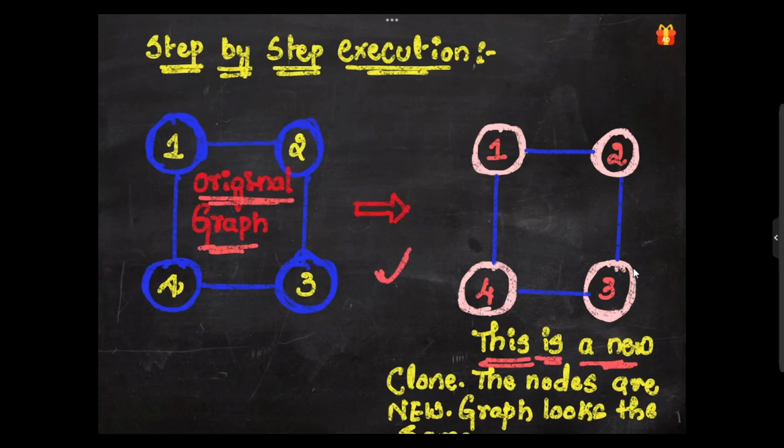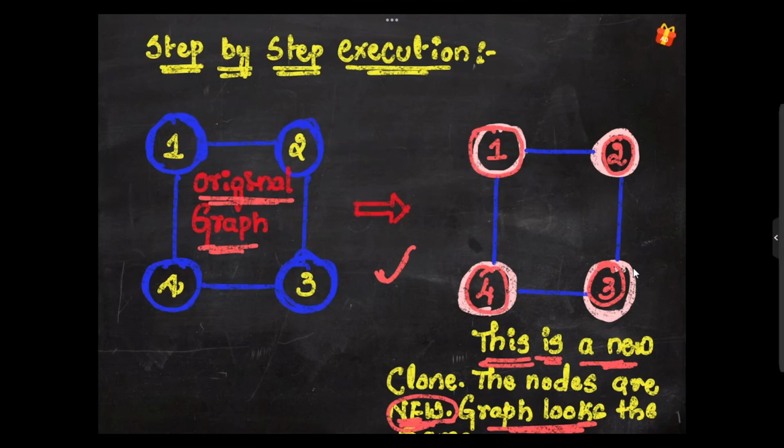Basically this is a new clone right here. The nodes are new here. You can clearly see that, which is the reason they are given here with a different color, right? So this is a new clone. The nodes are new and the graph looks the same here. The nodes are new, but the graph looks the same.